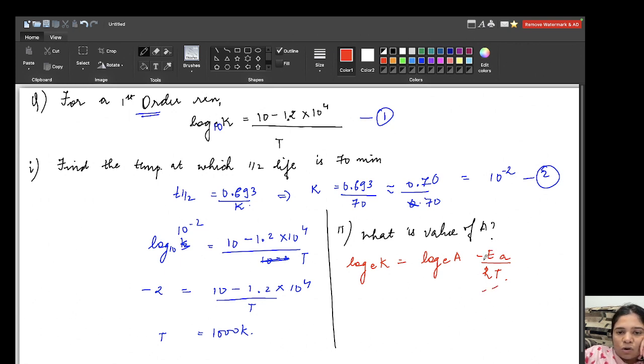First order reaction, log base 10. If I want to do log base 10 K, this is equal to 10 to the power minus 2. Log base e A we don't know, minus EA by RT. So R we already know, temperature we already know, EA is already here. So with this you need to find the A. So automatically by substituting all the values you will get the A.